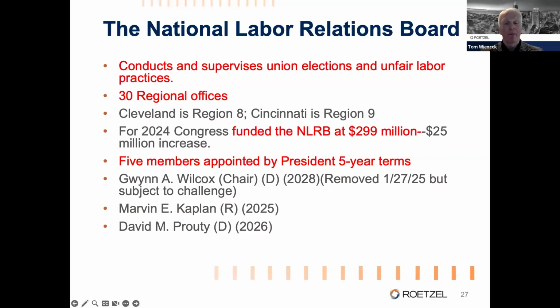Typically, you have 5 members who are appointed by the president for 5-year terms. Right now, President Trump removed Gwynne Wilcox, who was the chair. He removed her on January 27th of '25, but that's been subject to challenge. But right now, as of this morning, as I checked, there's only 2 members of the Board, Marvin Kaplan and David Prouty, and Marvin's term goes up in 2025. So you'll probably see some real activity here in terms of Board appointments. Typically, the Board majority reflects the administration that is in office in Washington, D.C. So I suspect there will be other Republican-oriented people appointed. But right now, the NLRB is at a stalemate with only two Board members.